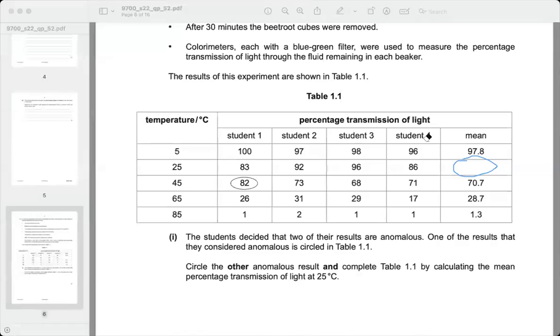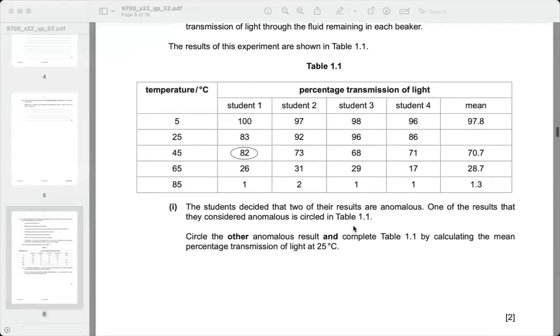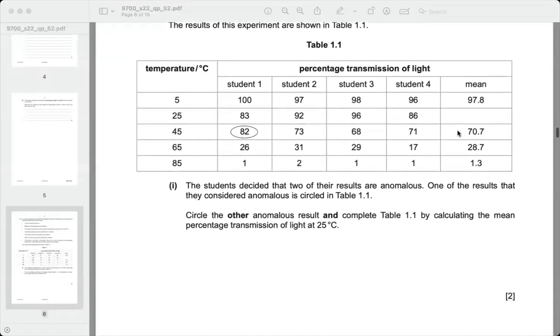So as we move further, we are expecting that question is going to be there, because the place is empty. The student decided that 2 of their results are anomalous. One of the results that they consider anomalous is circled in table 1.1. Circle the other anomalous result and complete the table by calculating the mean percentage. Now here it is again a 2 marker.